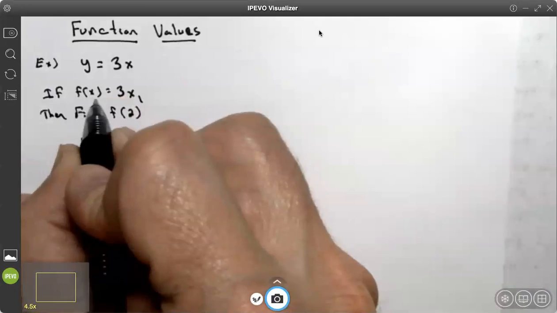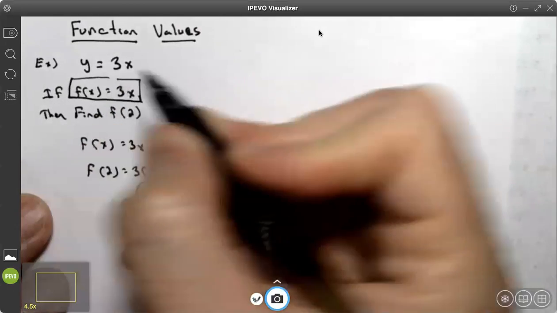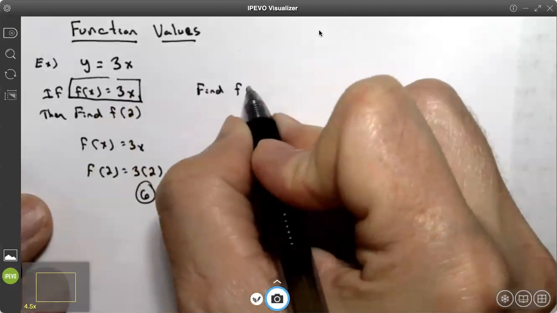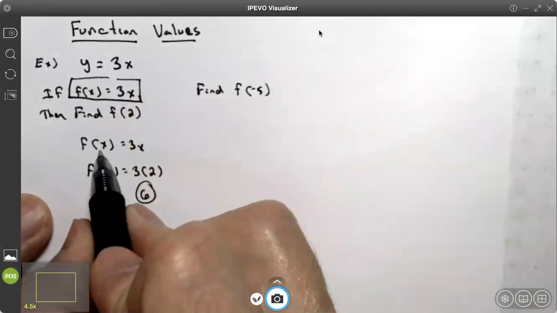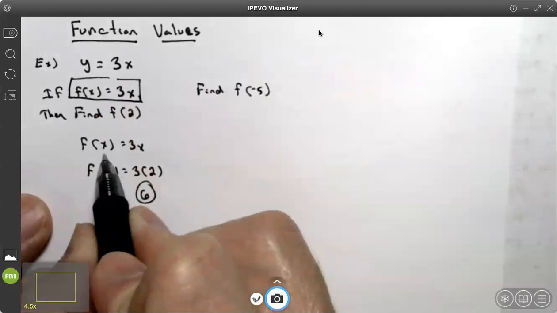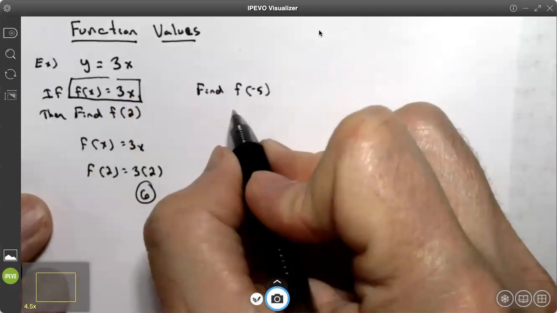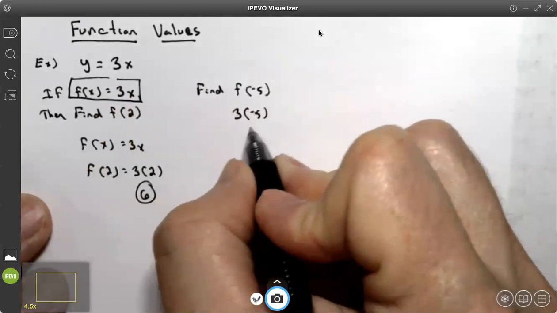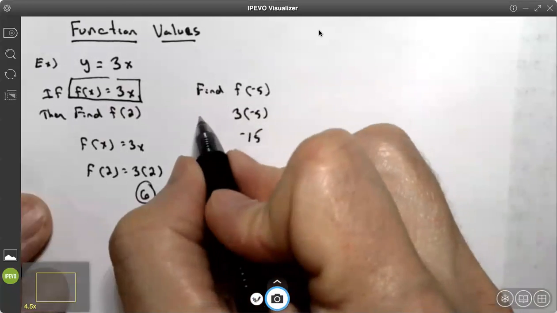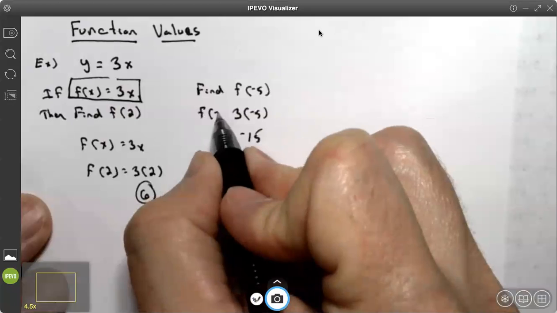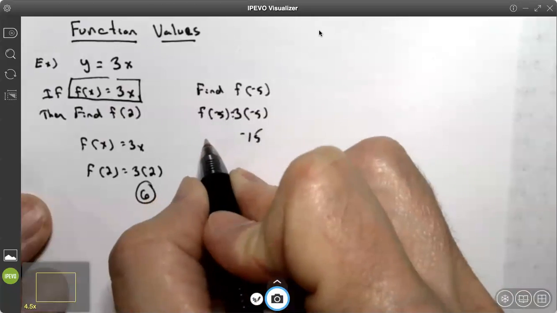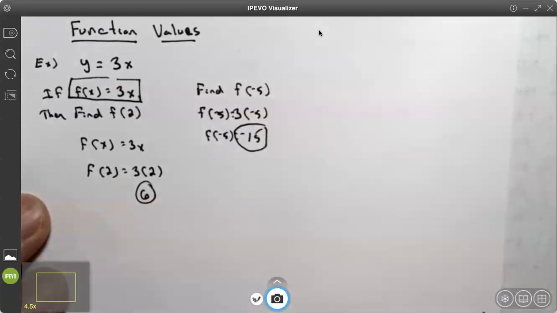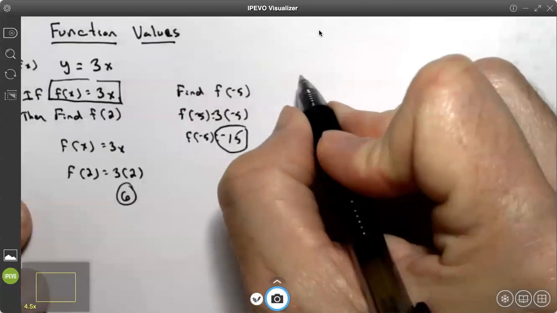Let me do another. I'm going to use the same function, f of x equals 3x, and this time it says find f of -5. Now, I don't have to replace this x with -5. That's really not important. I'm just going to replace the right side. So instead of writing 3x, I'm going to replace with -5. And the answer is -15. Now, if I finish that out, I don't have to do this, but f of -5 equals, but really all I need to know is -15.